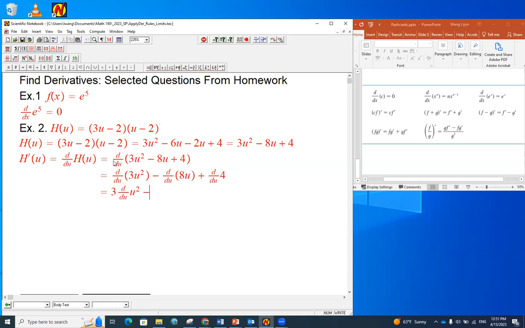Subtracting, an 8 can be brought out, right? So the derivative du with respect to u. And plus, 4 is a constant. So here we can just put a 0, or we just remove that term entirely. Okay? And just one more step.